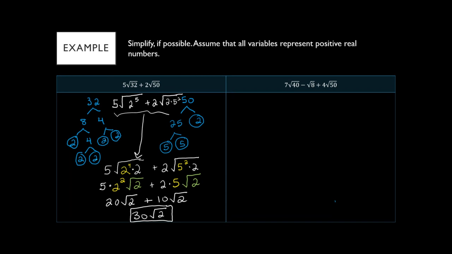And there's no shortcut to getting this answer from the very beginning. If you look at it, we had 5 times the square root of 32 plus 2 times the square root of 50. There's not really any way to find a pattern to get to a shortcut. You have to go through this work. But this is what we have to do in order to actually simplify these things.